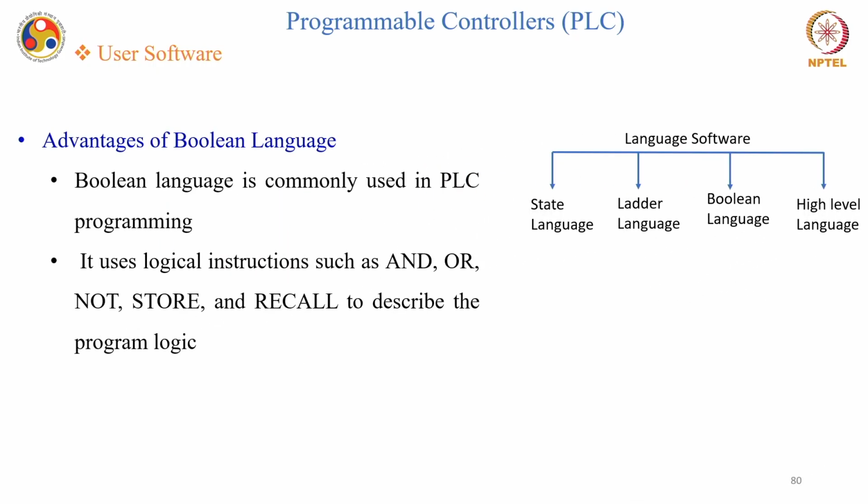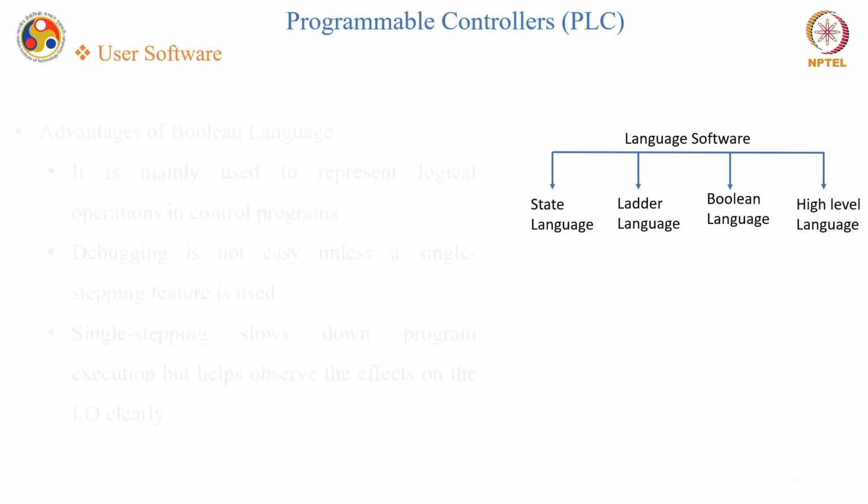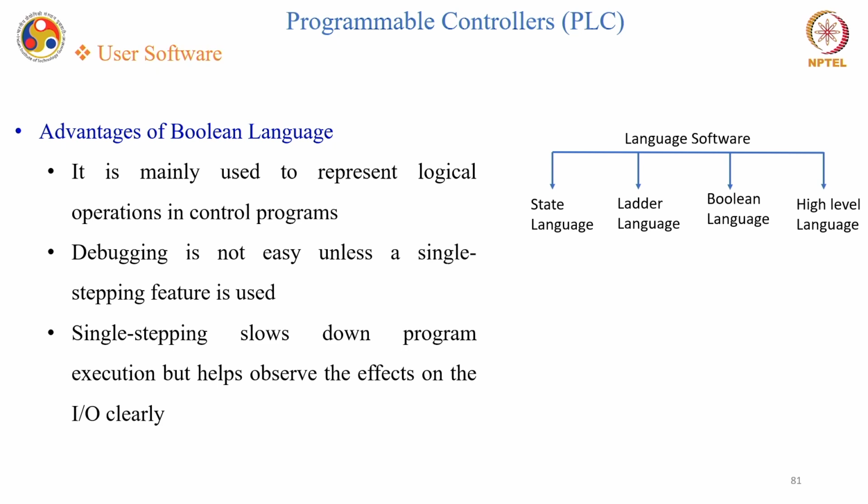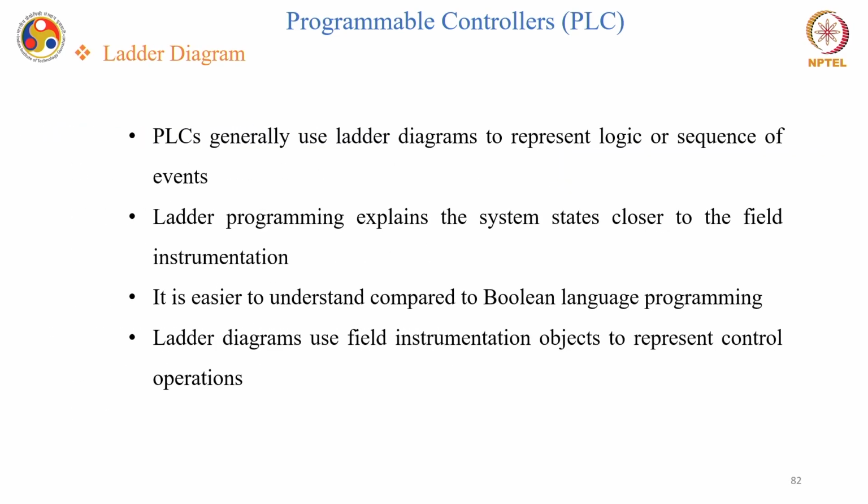Boolean language is commonly used in PLC programming. It uses logical instructions, for example AND, OR, NOT and recall and store, to describe the program logic. It is mainly used to represent logic operations in control programs, and debugging is not easy unless the single stepping feature is used. Single stepping slows down the program execution, but helps observe the effect of input and output clearly. That is why there are other languages, like the ladder diagram, and most PLCs prefer the ladder diagram over Boolean language.